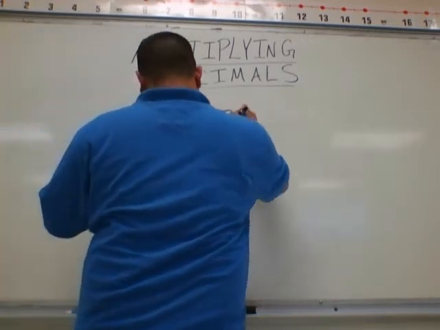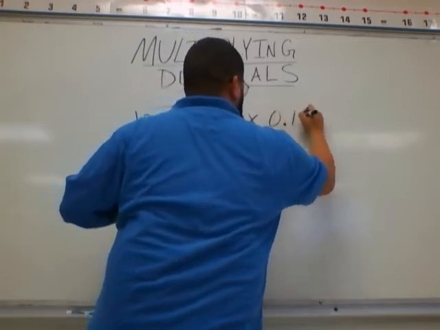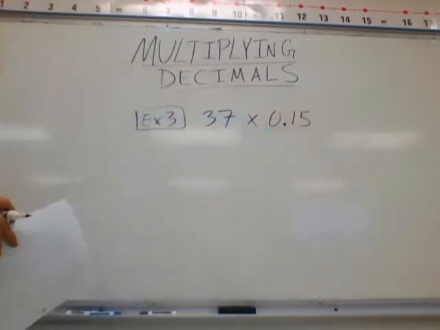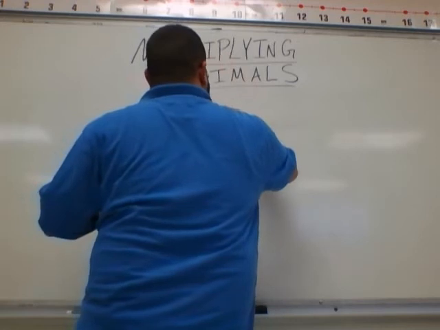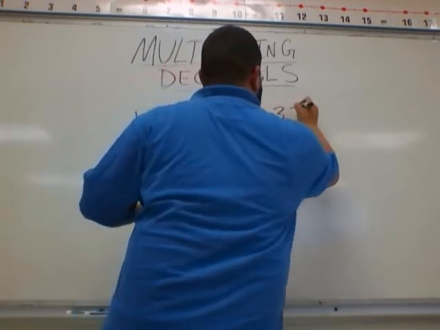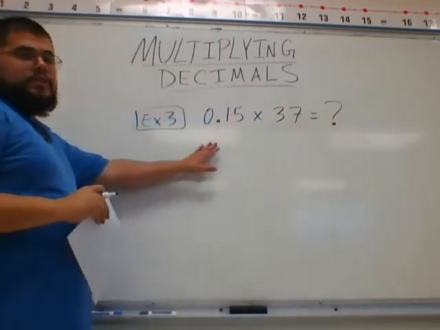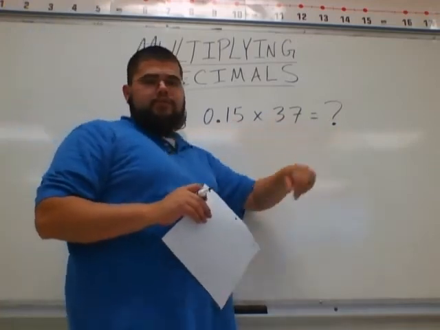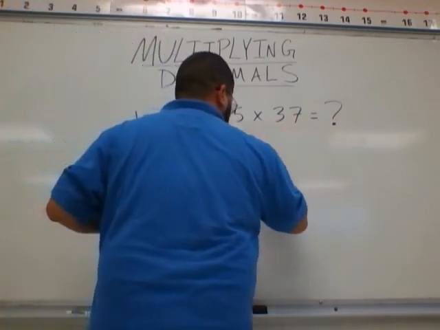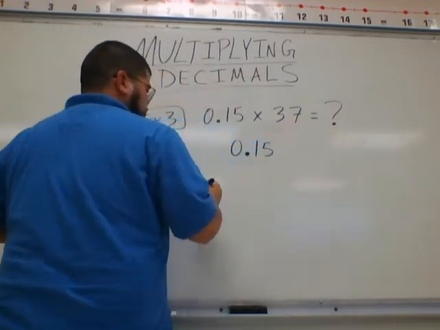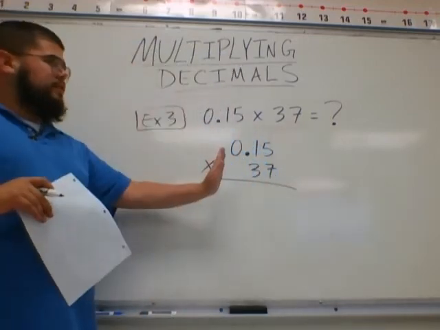Let's do 37 times 0.5. Actually, let's switch it up. Let's do 0.15 times 37 equals what? Again, horizontal, we got to line it up this way. So we're going to do 0.15, or 15 hundredths, times 37. And that's our example. We went from horizontal to vertical.